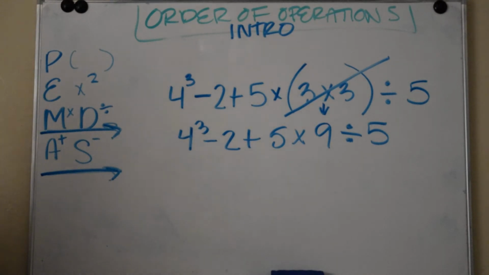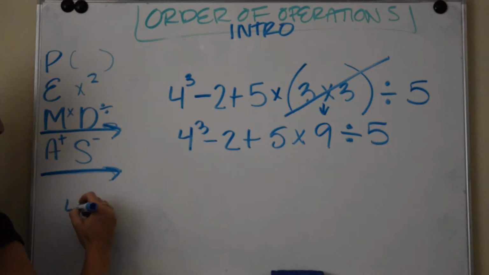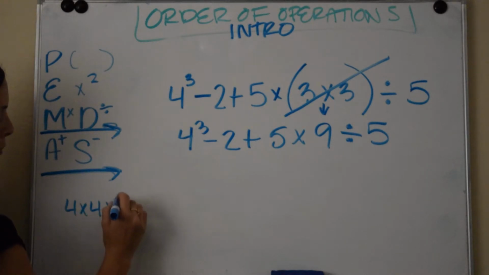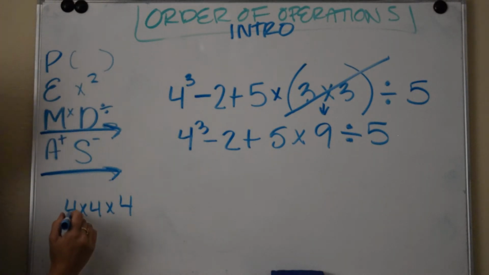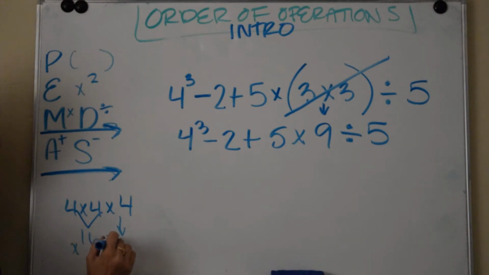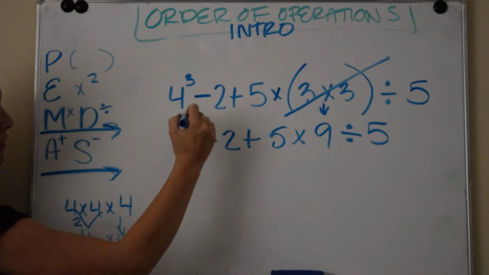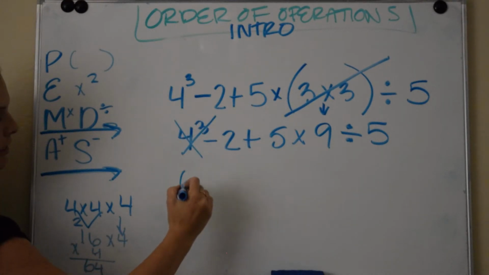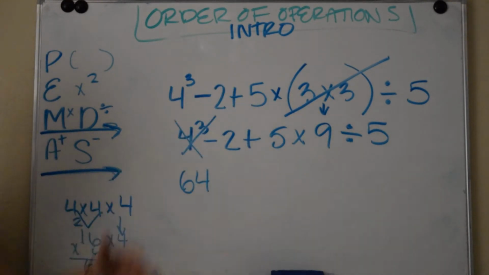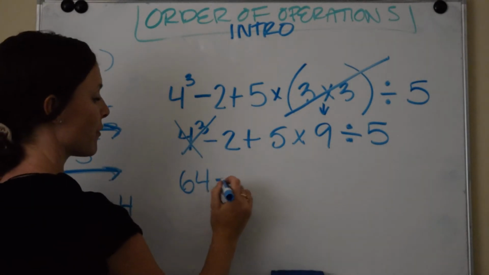Get rid of your exponents. 4 to the third power means 4 times 4 times 4. Okay, well, 4 times 4 is 16, and now I need to do 16 times 4. So I'm going to stack it and solve. 6 times 4 is 24. 4, 5, 6. So my answer is 64. So this turns into 64. And then I bring everything down, left to right. Don't forget anything.